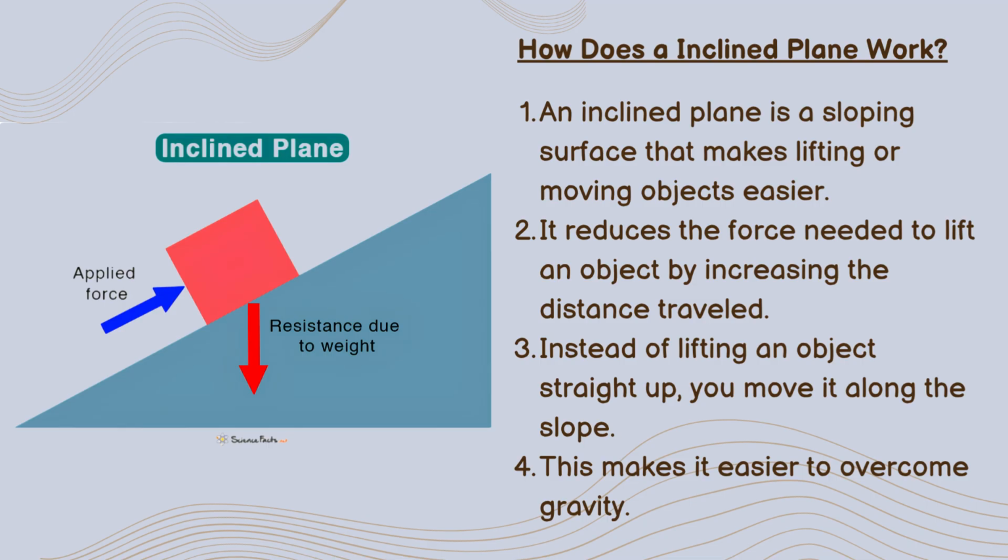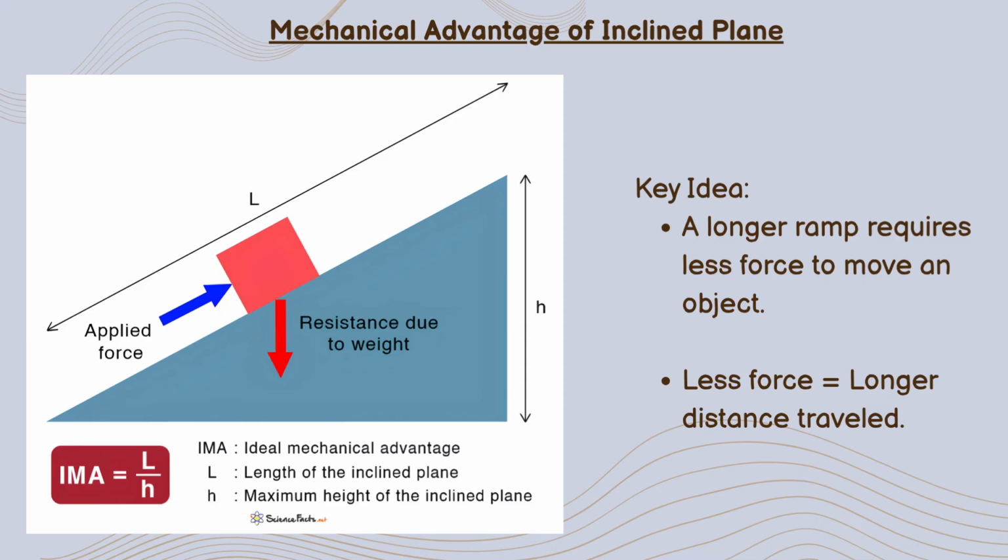So how does an inclined plane work? An inclined plane is a sloping surface that makes lifting or moving objects easier. It reduces the force needed to lift an object by increasing the distance traveled. Instead of lifting an object straight up, you move it along the slope, and this makes it easier to overcome gravity.